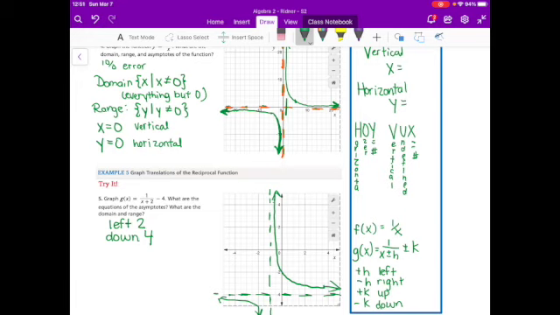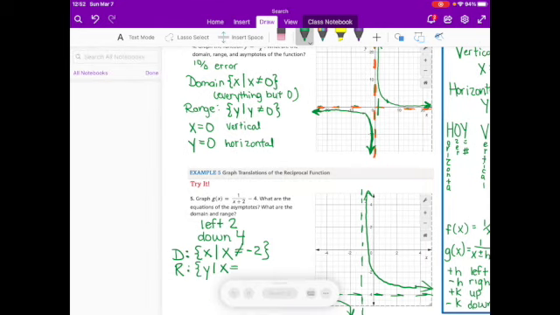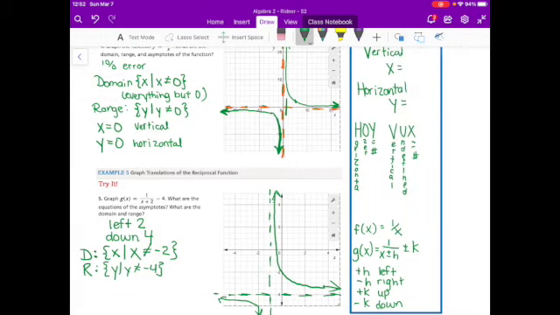And then, last but not least, your domain now is all x such that x cannot equal, and instead of 0, we moved left 2, so it cannot equal negative 2 now. For the range, it's all the y values except we move down 4, so y cannot equal negative 4. And that means that the vertical asymptote is x equals negative 2, and the horizontal asymptote is y equals negative 4.